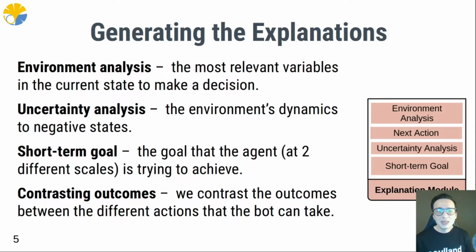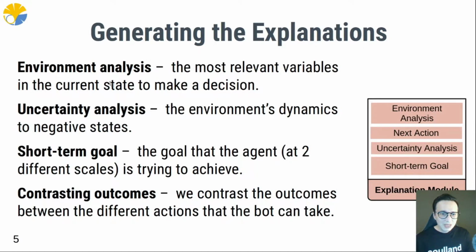And then the next one is a short-term goal. So we present to users the goal that the agent is trying to achieve, and we do it at two different time scales. The first one is at a given frame. So the game runs at 30 frames per second, and we present just the goal that it is pursuing for the next frame. And at a higher time scale, like 2 seconds, we present the goal that the agent is trying to achieve in the next 2 seconds.